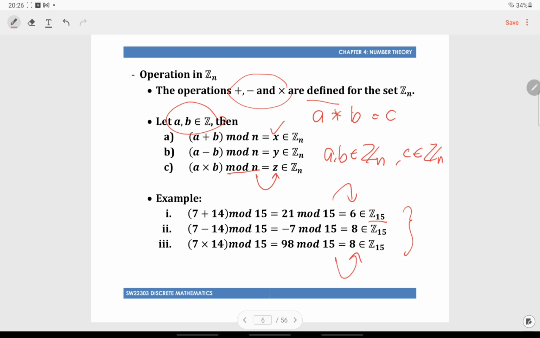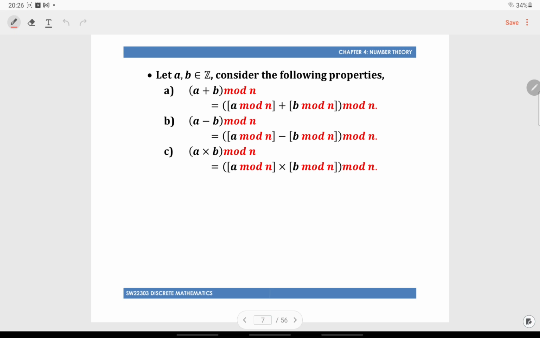So we can obtain the outcome belongs to the set of Zn. The following operations also are true. Let's say we have two integers a and b, especially when a and b are large integers. It is advantageous if we do the modulo reduction step by step. That means instead of doing the addition, subtraction, or multiplication directly, which may be outside the capability of our calculator, we can do the modulo reduction one by one.